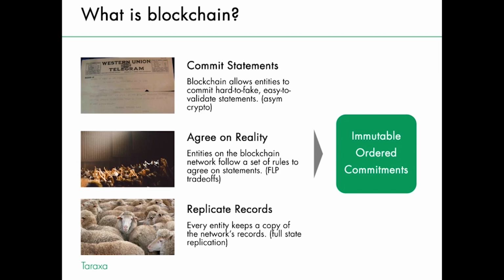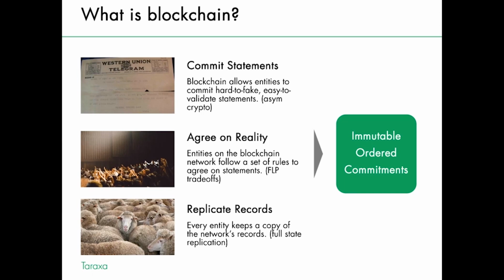So these three things are based on technology that is not really new. As you can see, a lot of these technologies had already been in existence long before blockchain came along. But they've been put together in this interesting way that actually produces some interesting properties. So what a blockchain system produces is a set of immutable ordered commitments.